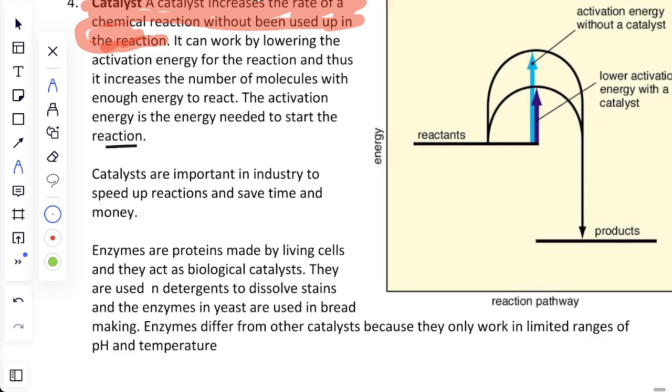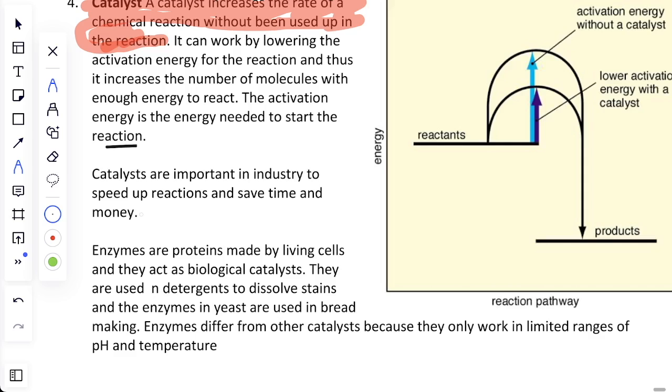Okay, and with the help of the catalyst, it will work by lowering this activation energy, hence increasing the number of molecules with enough energy. This energy will be transferred to the molecules, and the molecules will get a lot of energy to collide with each other, and the rate of the reaction will increase.